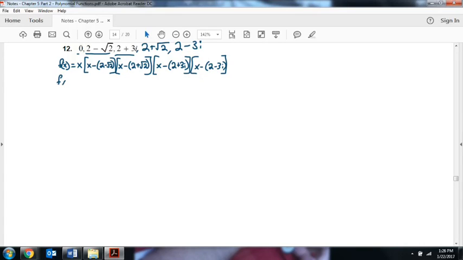So we got f of x equals x. For this one we got x minus 2 plus the square root of 2. For the next one we got x minus 2 minus the square root of 2. For this one we got x minus 2 minus 3i. But that's a really ugly negative, so let's do it again. x minus 2 minus 3i. And then we got x minus 2 plus 3i.